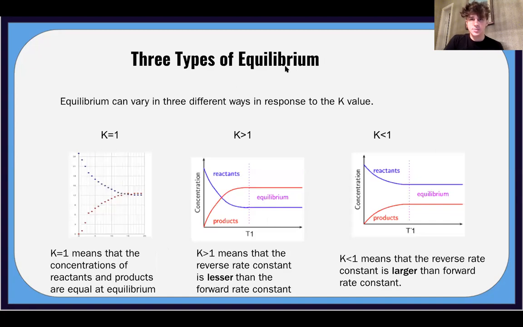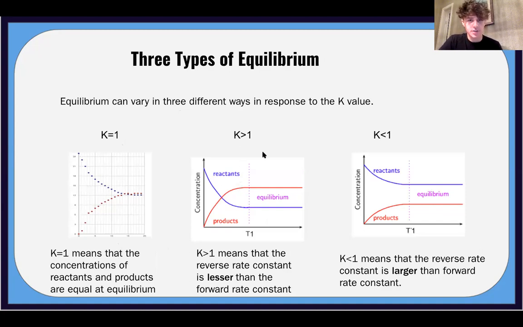So there's three types of equilibrium. Equilibrium can vary in three different ways in response to the K value. When K is equal to 1, with this graph, the reactants and products essentially come very close. And this means that the concentrations of reactants and products are almost equal or equal at equilibrium.